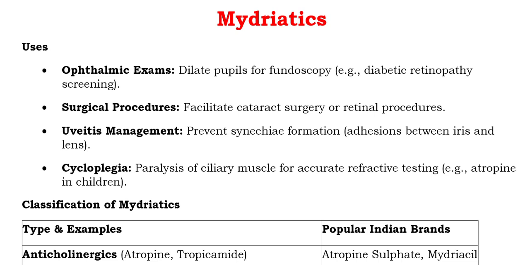Exactly. It's not just about making the pupil bigger just 'cause. It's about getting that crucial window into the eye. Right. For diagnosis, for treatment. Yep. So our mission here is pretty straightforward, to give you a clear, concise understanding. The uses, the classification, mechanisms of action, and importantly, the key things to consider for using them safely and effectively.